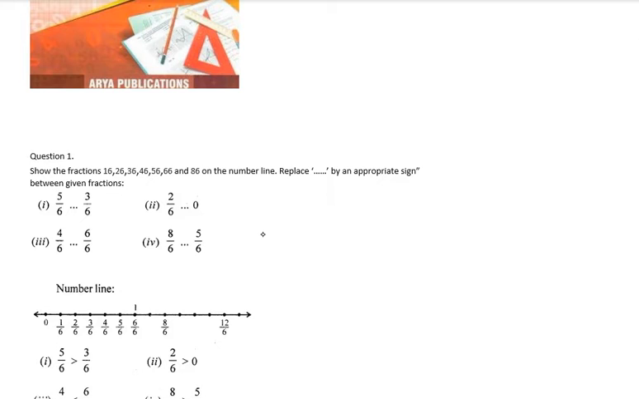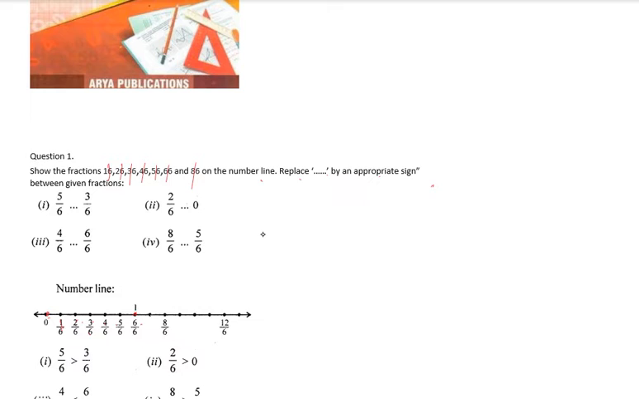The first question is: show the fractions 1 by 6, 2 by 6, 3 by 6, 4 by 6, 5 by 6, 6 by 6 and 8 by 6 on the number line and replace them with the appropriate symbol. I have already drawn the number line between 0 and 1. I have marked 6 divisions: 1, 2, 3, 4, 5, 6.